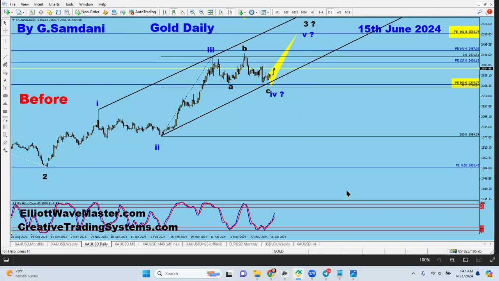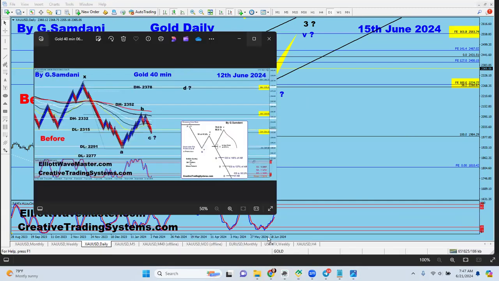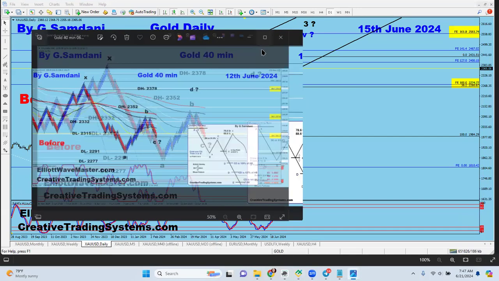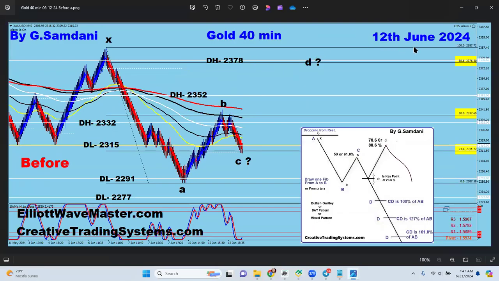So in the meantime, I made my 40-minute chart. Let me show you that. It was like this. This is the chart that I made on the 12th of June. This is what it is cooking. You have to be very careful about the small wave count. The bigger picture is fine, but how do you make the precise entry? Then you have to look at the smaller time frame and see exactly what's happening. So this is what I was looking at.